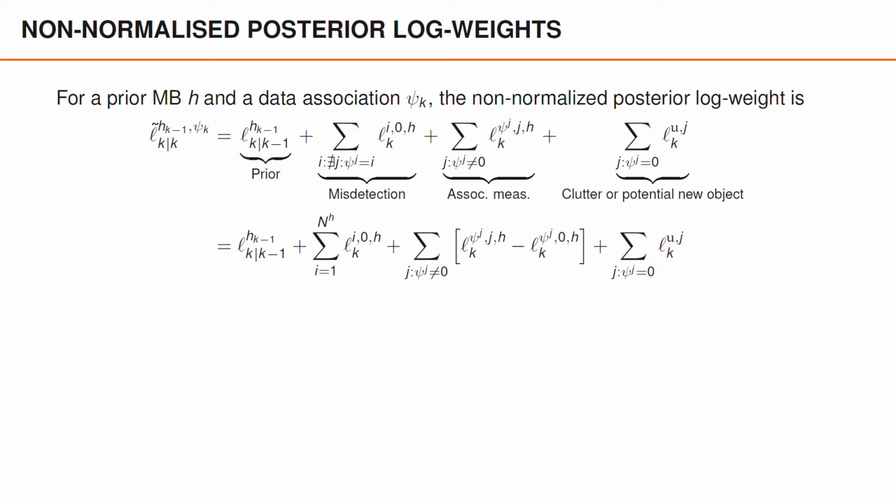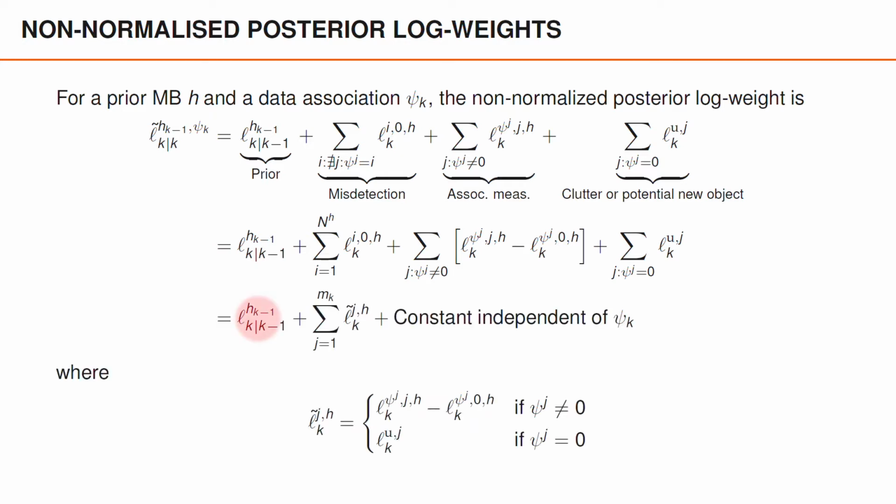So the sum of misdetection log likelihoods is independent of the measurement association psi. So we can write this as the prior log weight plus a sum of log likelihoods L tilde for each measurement, where L tilde is defined as shown here. Note that this allows us to express the optimal assignment cost matrix using the L tildes for each Bernoulli. However, to compute the posterior log weight, we typically need the sum of misdetection log likelihoods, because this might not be equal for all prior hypotheses.